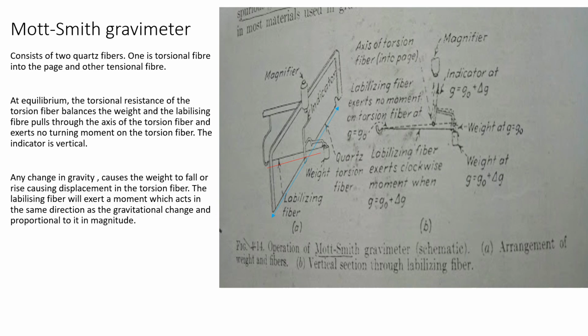In the same way, when there is a decrease in the value of gravity, the twist is in the opposite direction, and so the labelizing fiber, that is the tensional fiber, also exerts a turning movement which is in the same direction as the displacement of the mass or the weight. So this was the principle behind the Mott-Smith gravimeter. Here the instability is introduced by the tensional fiber, which is the labelizing fiber, also the unstable element.